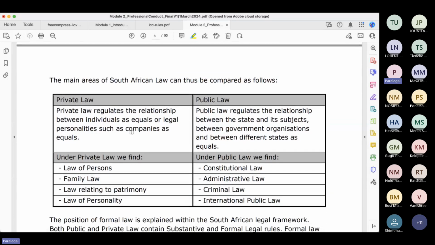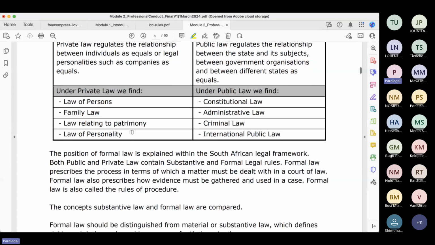Now, the main areas of the South African law can thus be compared as follows. And we have put a table for you. You can do the comparison, look at it and see what it does. It's a simple enough comparison, so you can look at it.